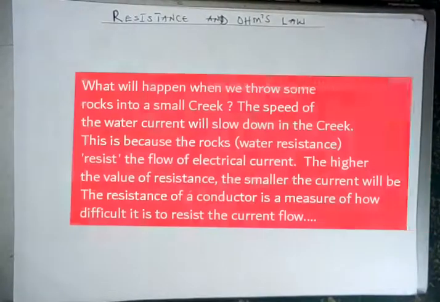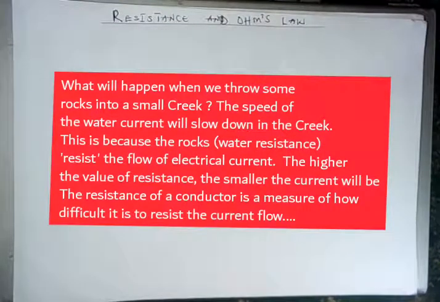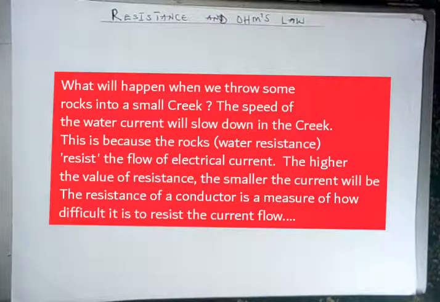So, for example, let us take water current as an example, again to explain the resistance. What will happen when you throw some rocks into a small creek? Let's say you have a passage where water flows through. If you throw a little rock inside it, what will happen? We notice that the rate or the speed, or you say current, of the water will reduce, or will be stopped, or sometimes it can come down. So we will notice that the rate or the speed of the water will slow down. This is because the rocks, which serve as the resistance, will slow down or resist the flow of the water.